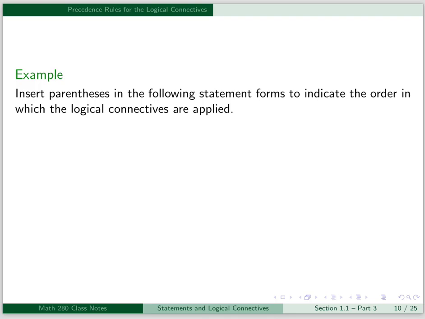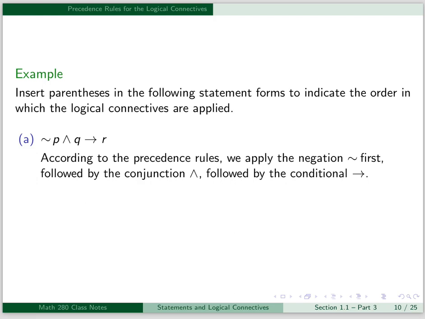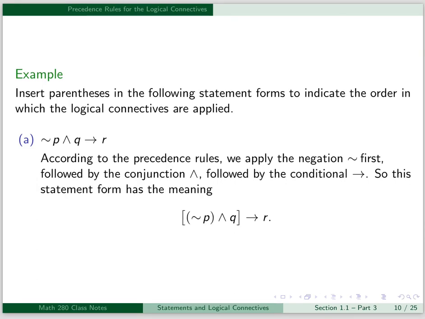For an example, we want to insert parentheses in the following statement forms to indicate the order in which the logical connectives are applied. First we have not P and Q implies R. According to the precedence rules, we apply the negation first, followed by the conjunction, followed by the conditional. So this statement form has the meaning ((not P) and Q) implies R.